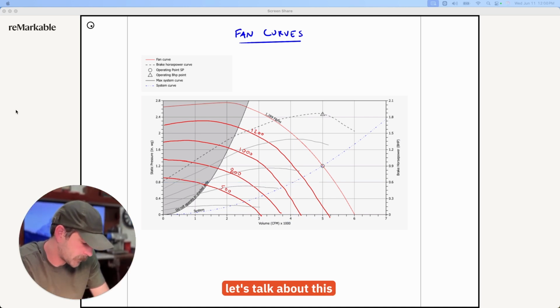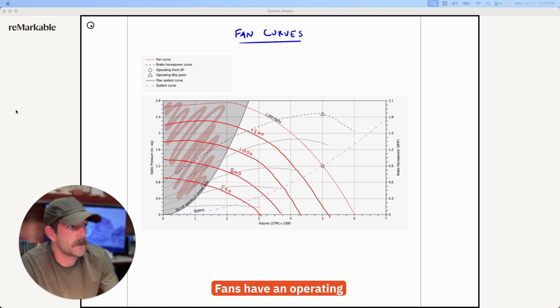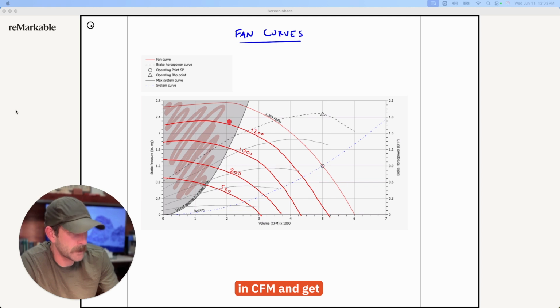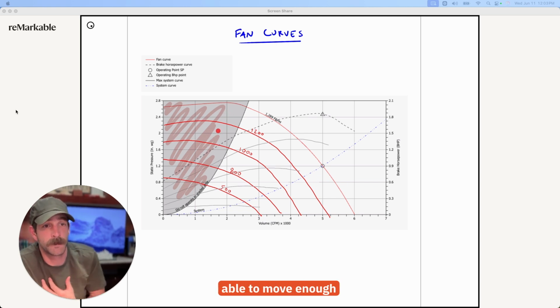Lastly, let's talk about this gray area over here. This is the do not operate area. Fans have an operating condition where they will start to stall if they're moving too little air. So as you decrease in CFM and get into this portion here, this is the danger zone where the fan may stall if it's not able to move enough air through it.